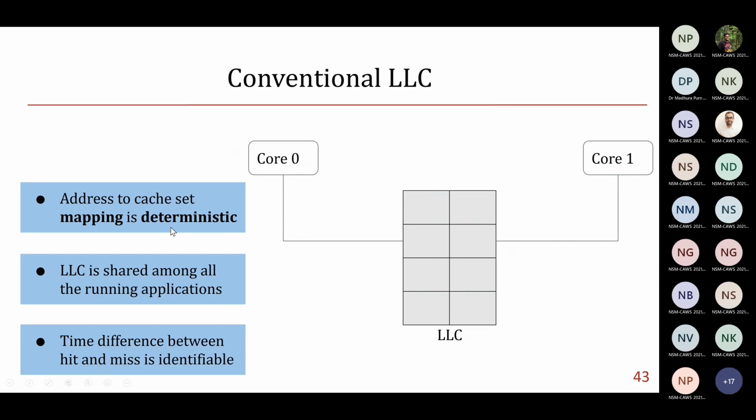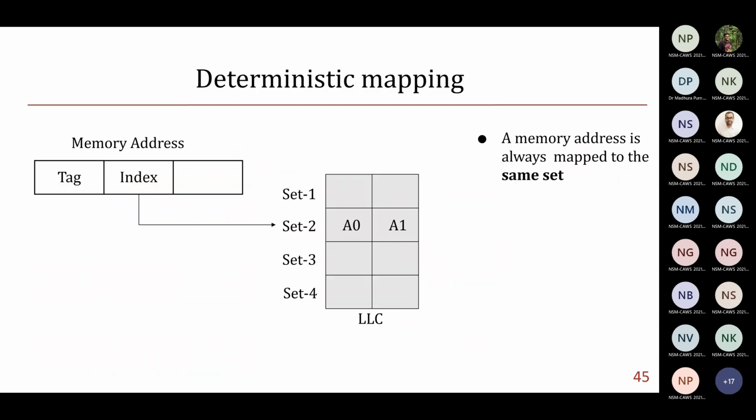Let's start with the first one, which is the mapping itself. Can we come up with a non-deterministic mapping? When we start with the notion of non-determinism, the first thing that comes to mind is, can we randomize these index bits? Can we come up with new hash functions which always change the index bits automatically, so that the attacker won't be able to know whether a particular address is mapped to this set or that set, and won't be able to mount an eviction-based attack?